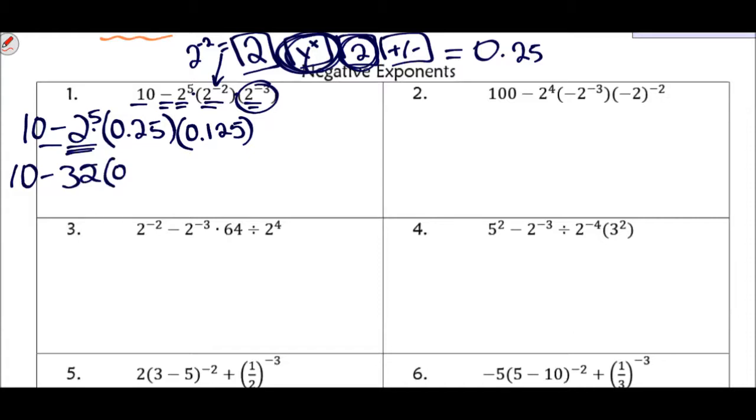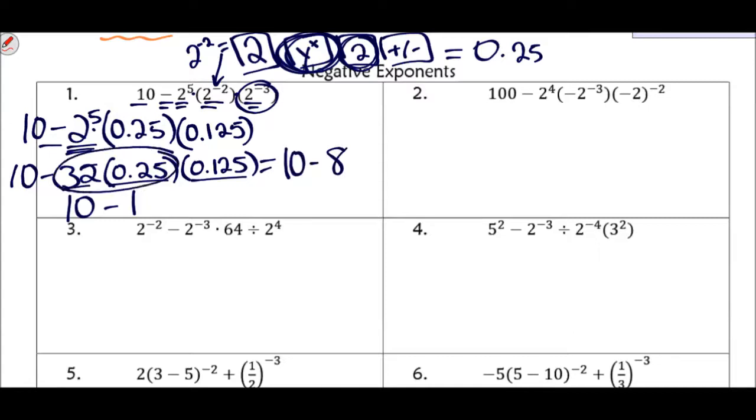So now I just have subtraction and some multiplication. 32 times 0.25 is 4. Excuse me, that's 8. That's 8. Times 0.125 is 1. If you want to see that in 2 steps, you could do 10 minus, you're multiplying these 2 first, that would give you 8, and then times 0.125, that gives us 1. And then 10 minus 1 is just 9.